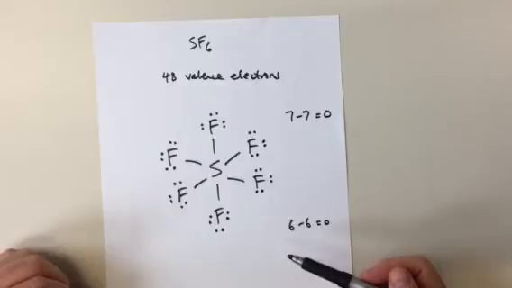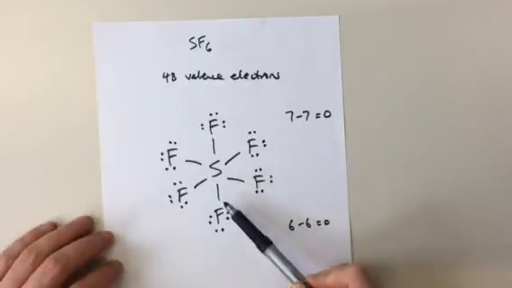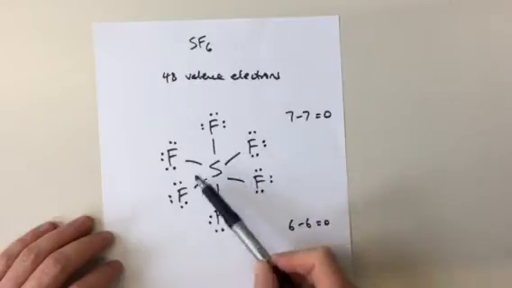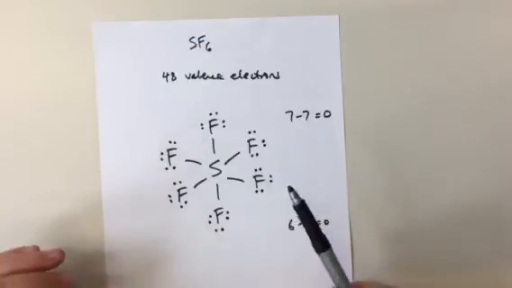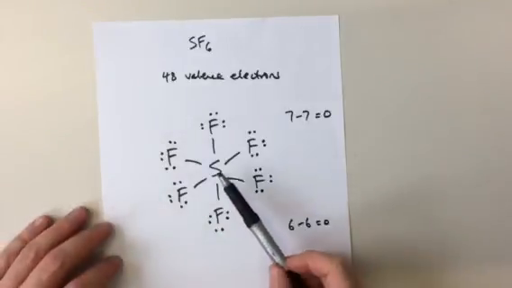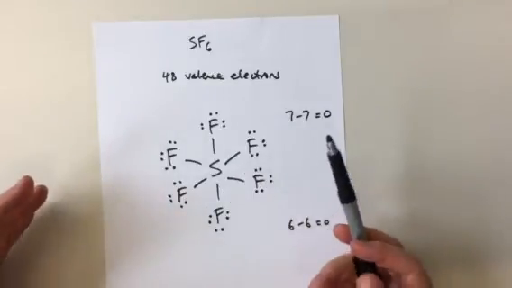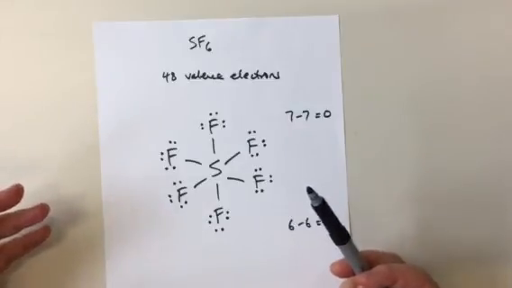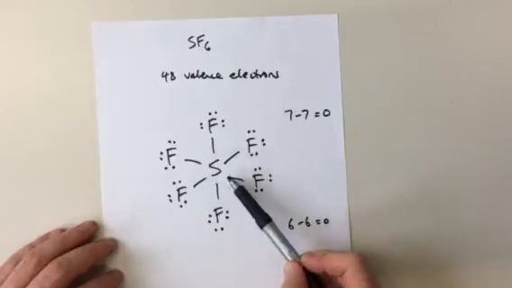Now, you notice that this molecule does not satisfy the octet rule because the sulfur in its valence shell has 2, 4, 6, 8, 10, 12 electrons altogether in its valence shell. That's more than an octet. But that's okay because sulfur is in row 3, and elements in row 3 and higher have available d orbitals that can accept extra electrons. So it's okay to have an expanded valence shell if you're in row 3 or up, like sulfur is.